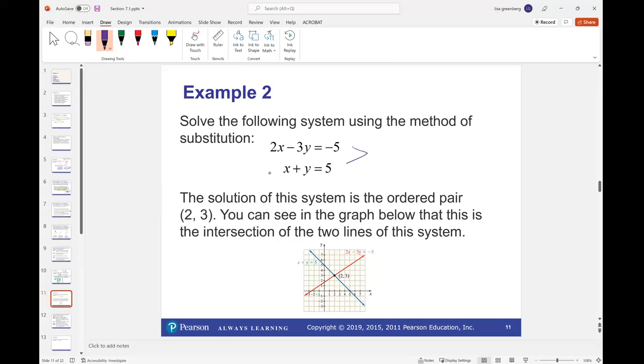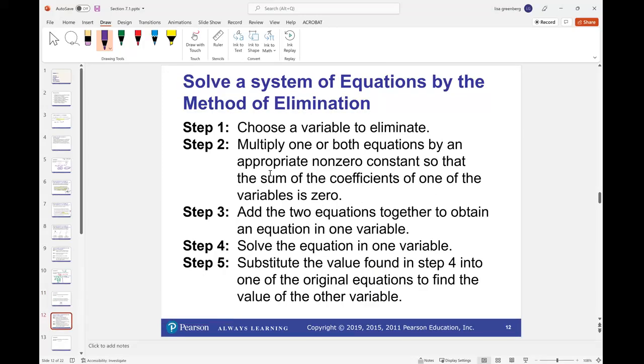And if you don't know how to graph and you need some help, I'll be happy to help you. But basically, that's what we're doing here. So notice here we have this one solution, 2, 3, which we already found algebraically. Okay. So that's the substitution method.